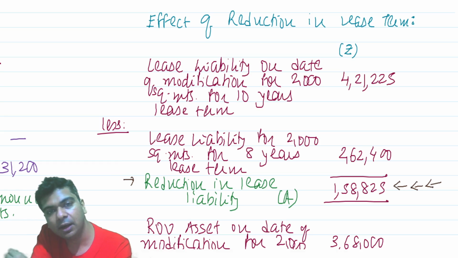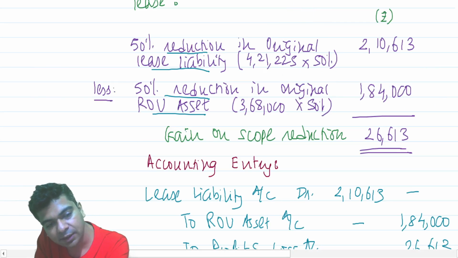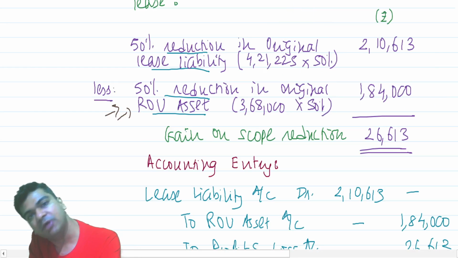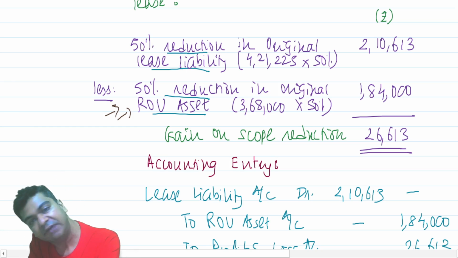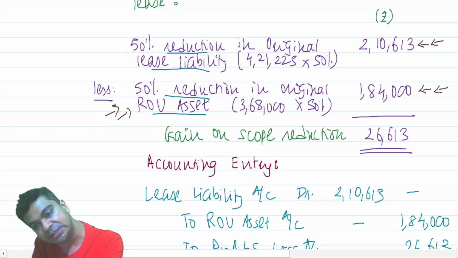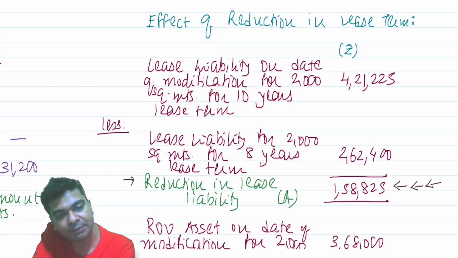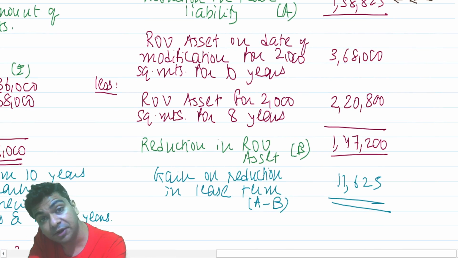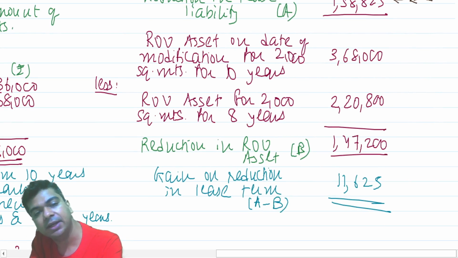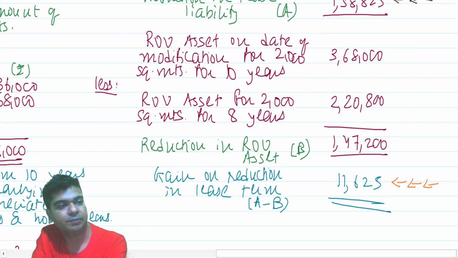Again, if you see the earlier question's answer, reduction in the ROU asset was directly available. But in this question, I had to calculate how much is the reduction in the ROU asset. And then eventually you compared the reduction in the lease liability with the reduction in the ROU asset, and then you calculated your gain or loss. At principal level, I am doing the same thing over here. First, I am calculating reduction in lease liability. Then I am calculating reduction in ROU asset, and then I am getting this gain. Isn't it?